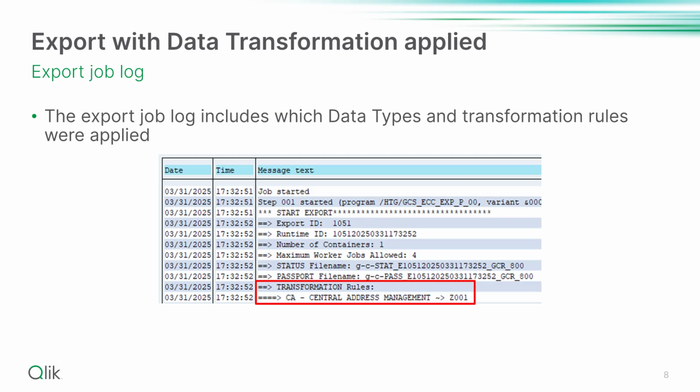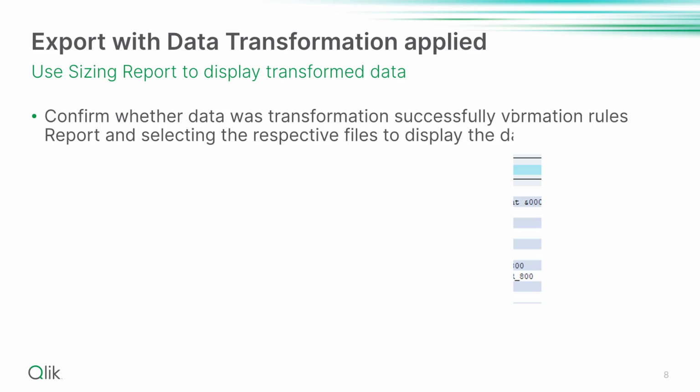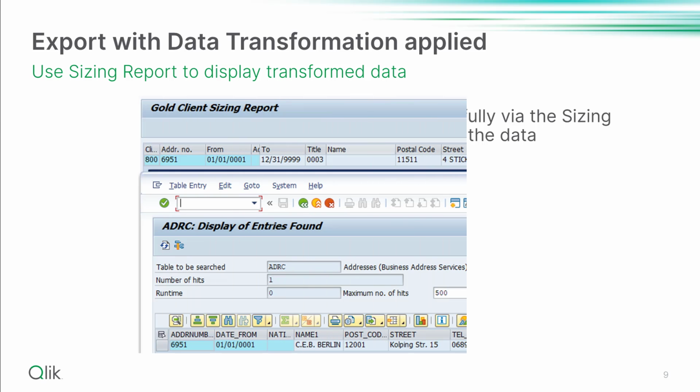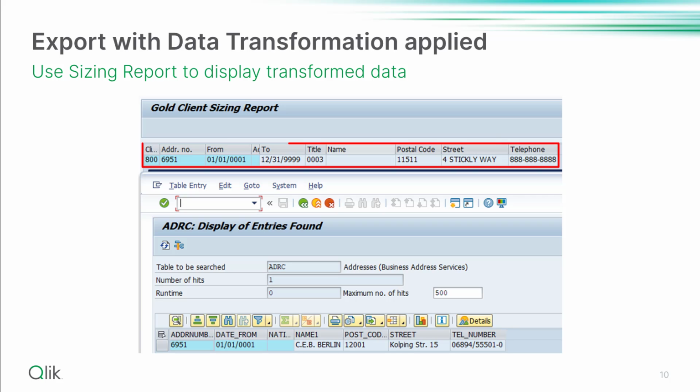as this slide shows. The final item I want to share is that users can check whether data was transformed without having to import the data. This can be done by using the sizing report and selecting the respective files to display the data. This slide shows the ADRC record from an export using the same transformation rule which I created earlier in this video. Comparing the values from this file to the real data stored in the ADRC table, we can see that the values have been transformed successfully.